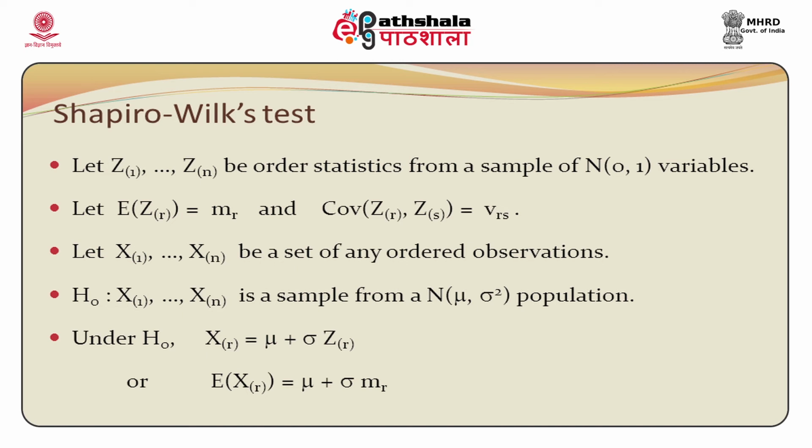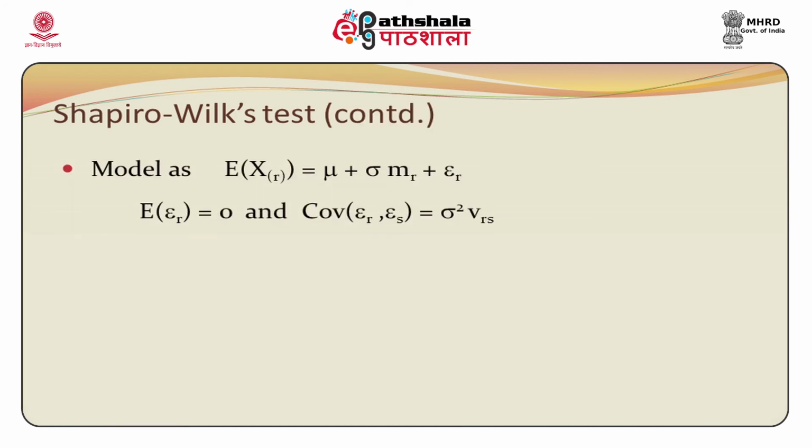Now, we model this, this is a true value, mind you. So, generally how we model y as expected value of y plus some error. So, in this case we are modeling x_r as its expected value, which is mu plus sigma m_r plus some error epsilon_r. What would be the expected value of epsilon_r? It is going to be 0. What would be the covariance between epsilon_r and epsilon_s? It will be the same as the covariance for x_r, and x_r's coefficient will be the same as the covariance of Z_r into sigma square, because x_r is mu plus sigma Z_r. So, the covariance of epsilon_r, epsilon_s is sigma square v_rs.